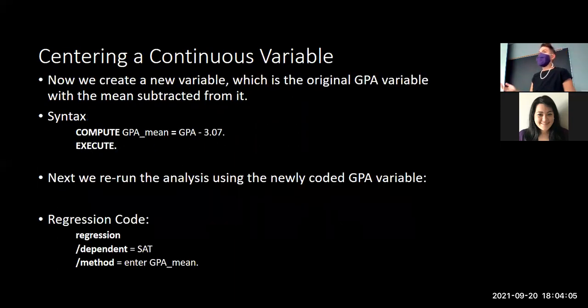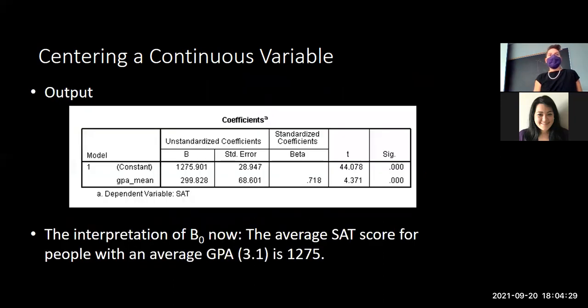I'm going to create a new variable for GPA by taking the old variable and subtracting 3.07. Now I have a variable where 0 for GPA doesn't represent a 0 GPA, it represents a 3.07 GPA. Once I've run this analysis, my interpretation of B0 is that the average SAT score for people with an average GPA is 1275.